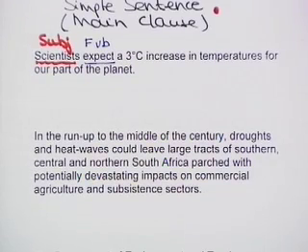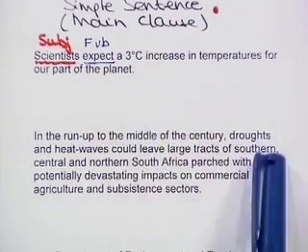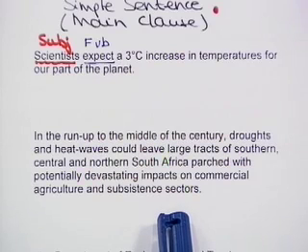In the run-up to the middle of the century, droughts and heat waves could leave large tracts of southern, central and northern South Africa parched, with potentially devastating impacts on commercial agriculture and subsistence sectors. Now you can see just in the typing, that one is really quite short. This one is really quite long. You start again, you're looking for the finite verb. Now remember to look for all bits of the finite verb.